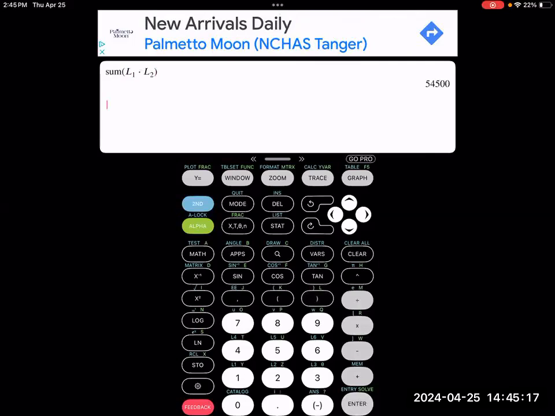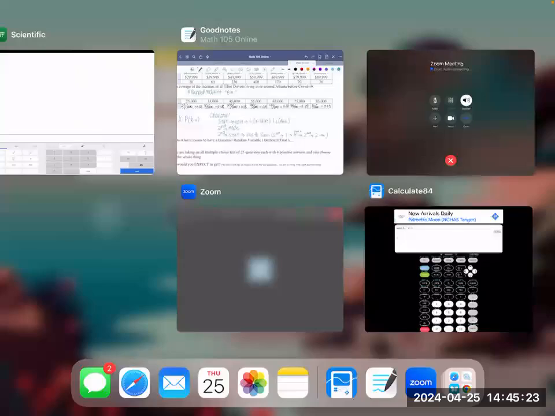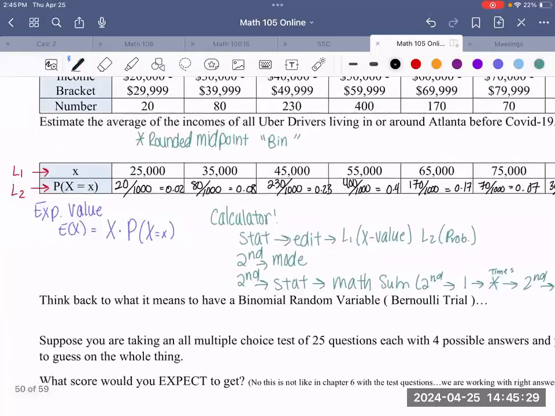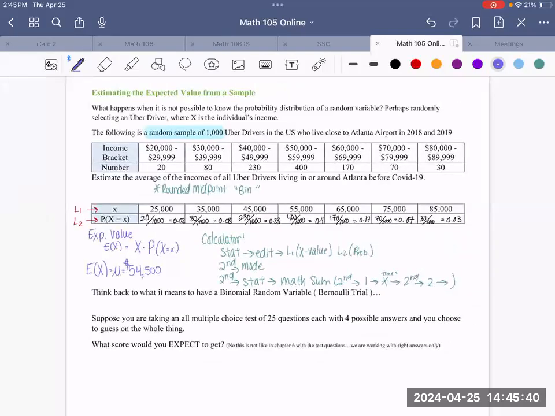So your expected value is going to be $54,500. I'll put that right here. $54,500. And there you have it.